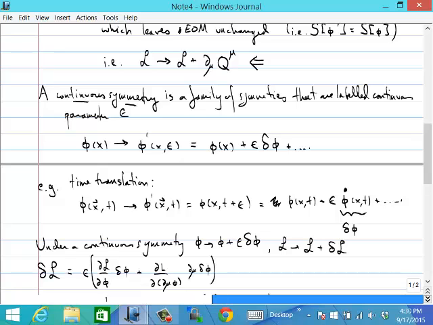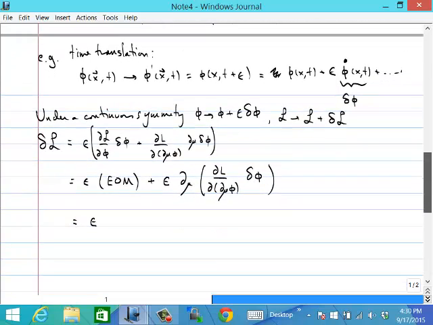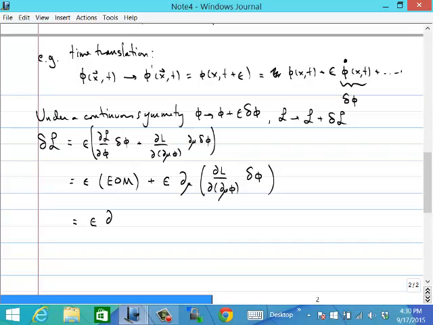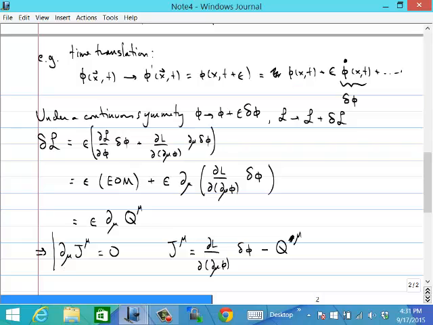So let's just call it, for a continuous symmetry, epsilon times some total derivative. And so if you compare these two equations, that means that you have a quantity that I'll call J mu that's equal to dL by d mu phi times delta phi minus q mu, which has the property that d mu of J mu is equal to 0.